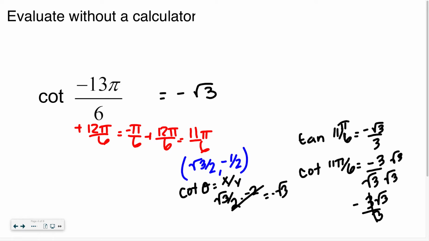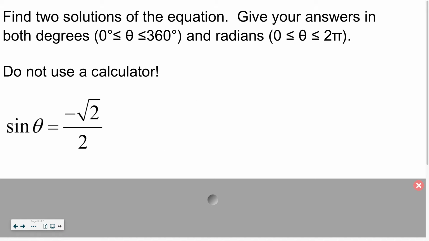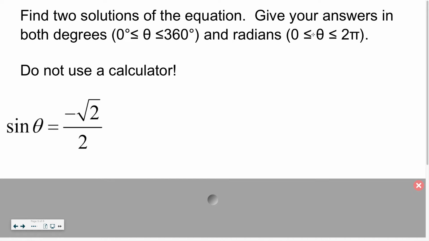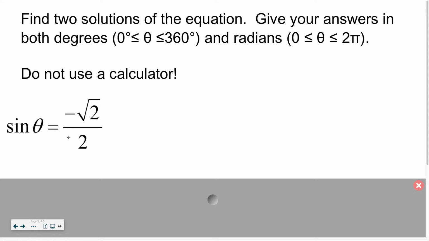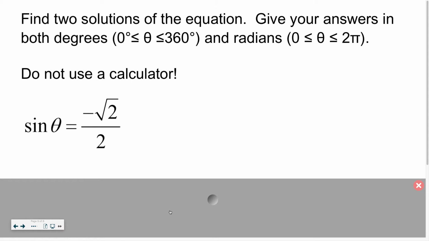Notice in this example and the previous example, I'm giving you an angle, whether it be in degrees or radians. I'm providing you the angle, the theta. My next set of questions is going to say what the trig function is, the sine of theta, but it's going to give me the ratio. Up here in the directions, it'll say find two solutions of the equation. Give your answers in degrees from 0 to 360 and in radians from 0 to 2 pi.